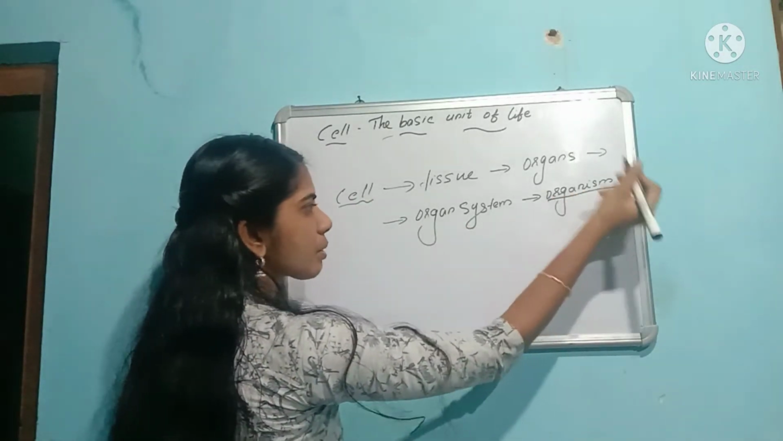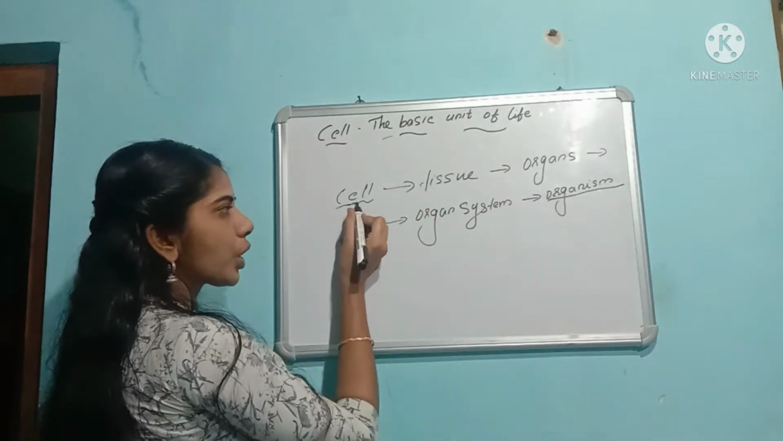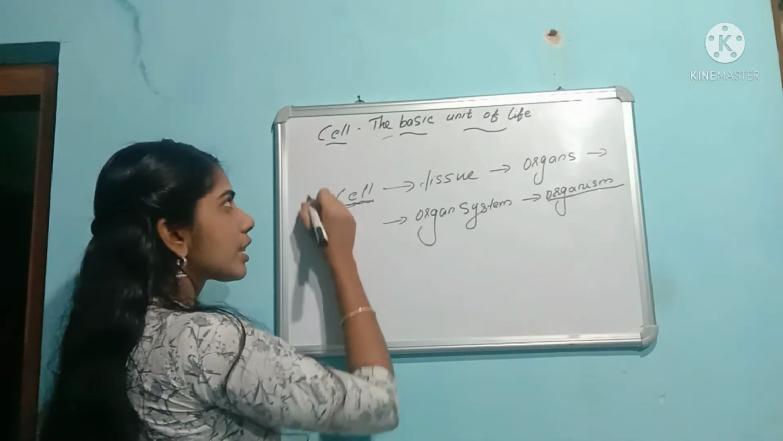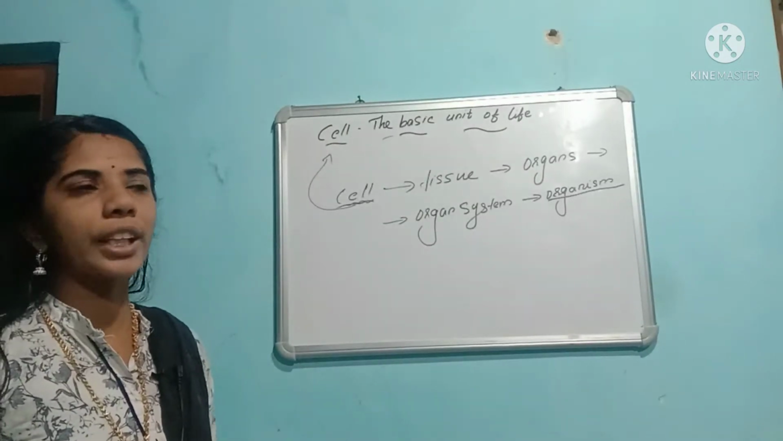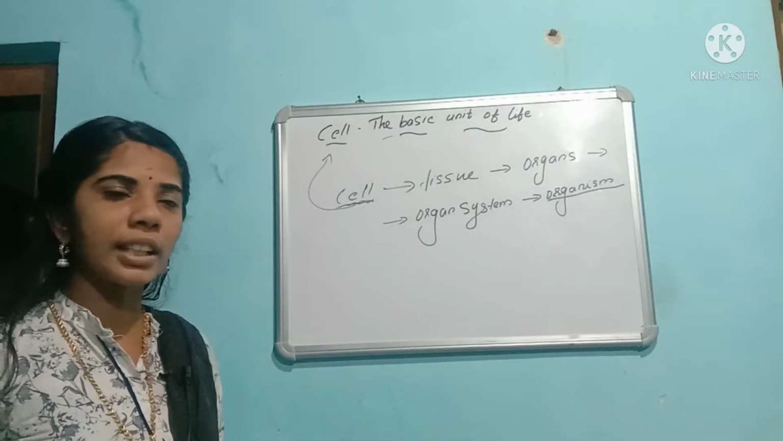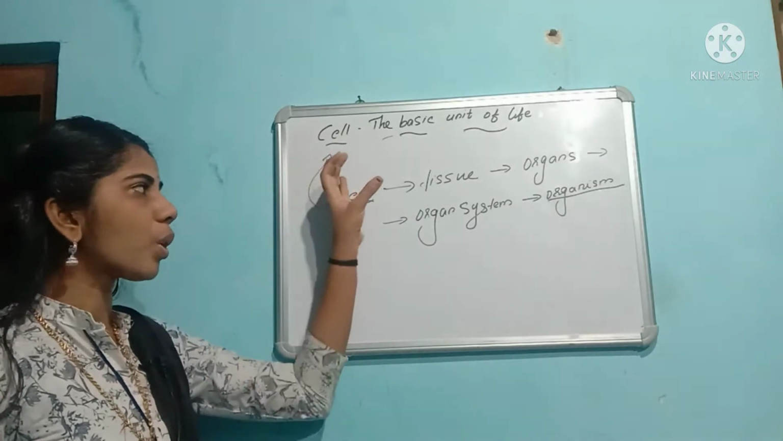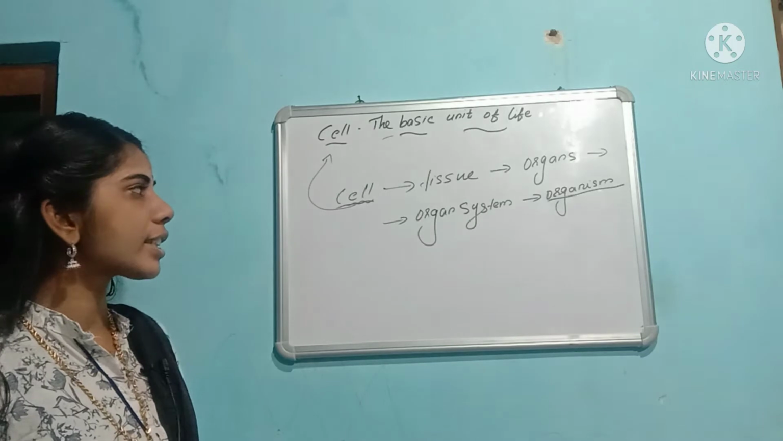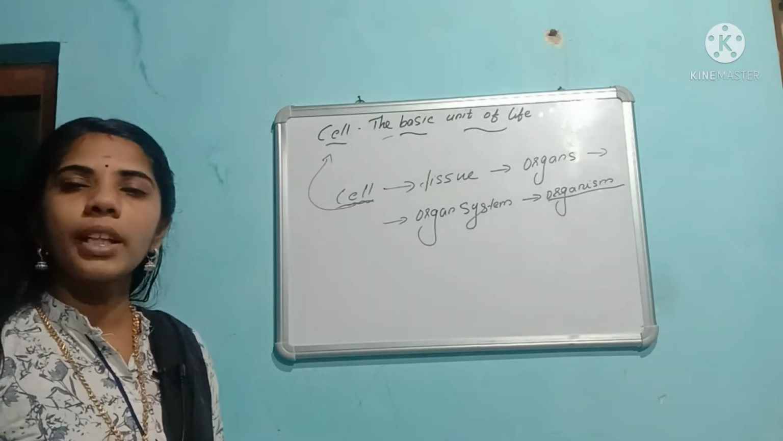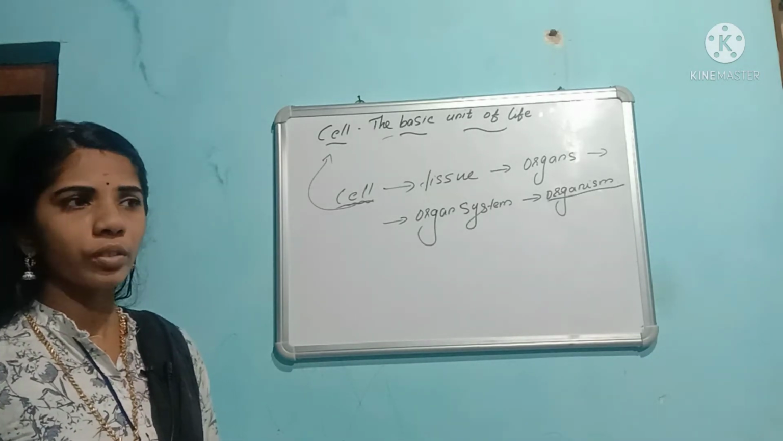When the organisms are forming, the basic unit is the cell. So that's the reason the cell is known as the basic unit of life. Any organisms that are present are all made up of cells. Understood? That's the reason the cell is known as the basic unit of life.